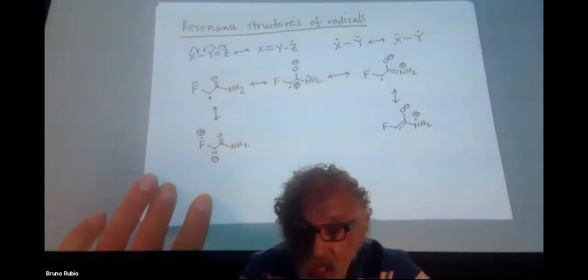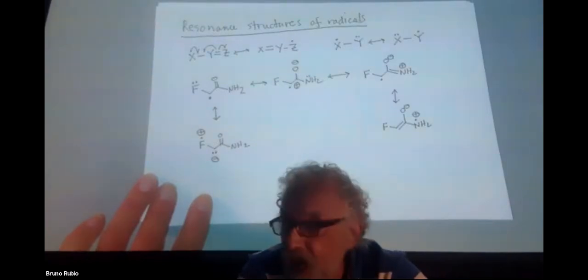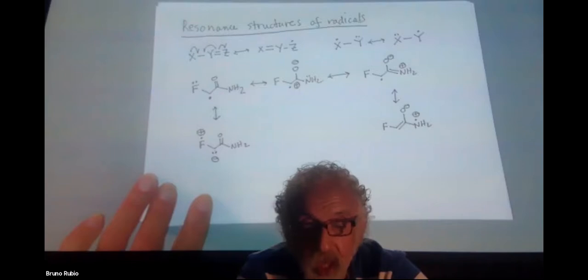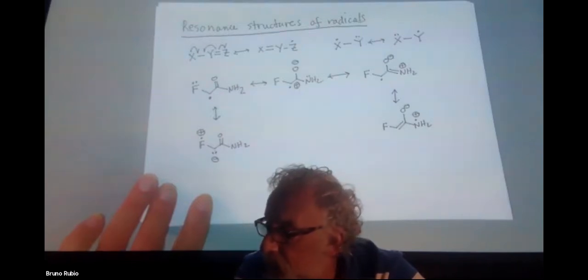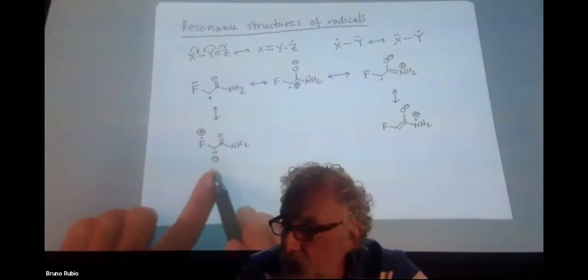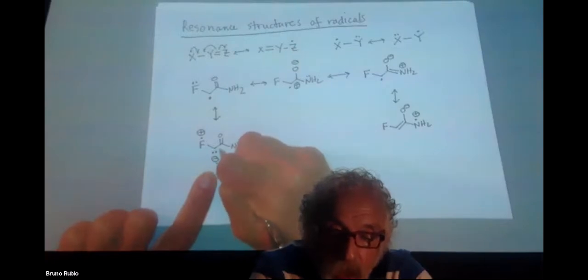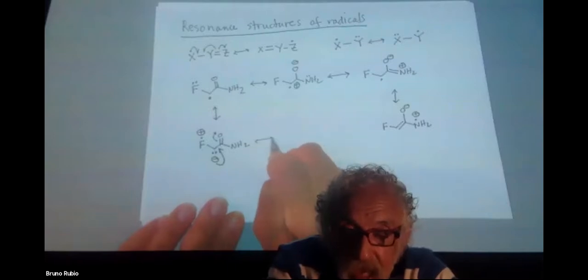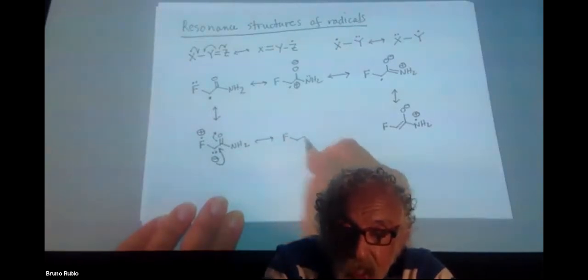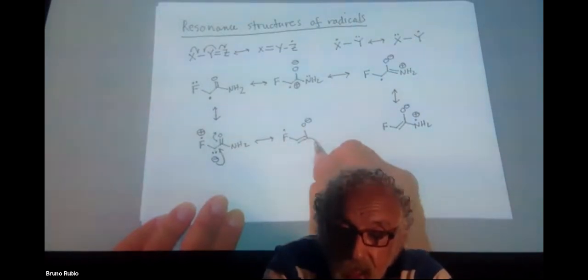Okay, and then let's see. Oh, we can write a bunch of other resonance structures. If we go back to this, let's see. If we go from here, we see that I can write another resonance structure in which I'm ignoring the dot. And now I have a resonance structure. I don't think we've had this one before, no. Ignored the dot.